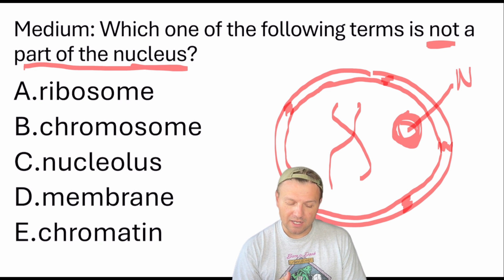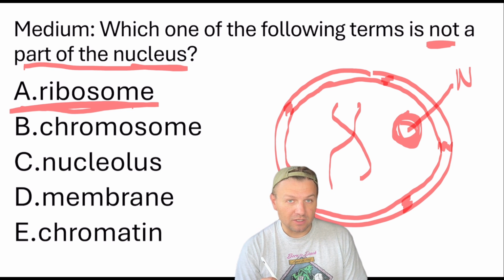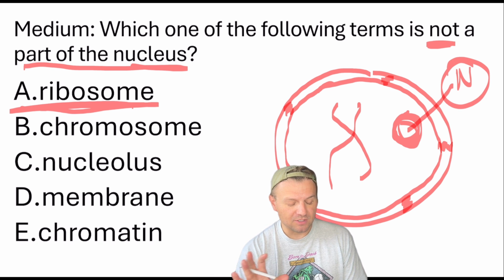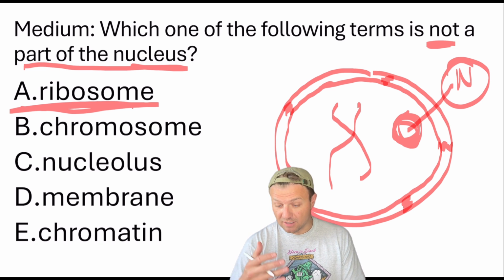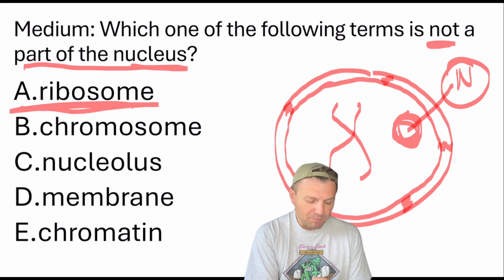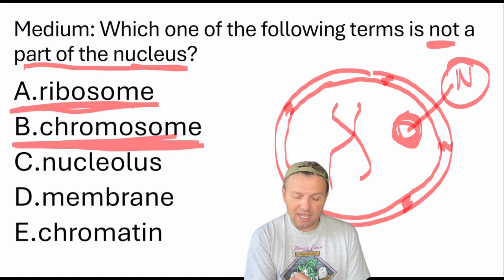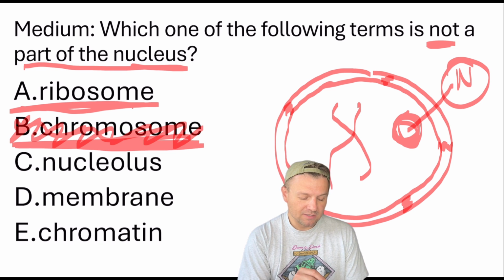So going through our answers, we have A, ribosome. There are no ribosomes in the nucleus. However, the nucleolus, like I talked about, does make parts of ribosomes. Probably going to be the answer. I'm going to go on just to make sure everything else is in the nucleus, but yeah. B, chromosomes. Yeah, we definitely find chromosomes because, again, DNA makes up those chromosomes, so B is not going to be the answer.